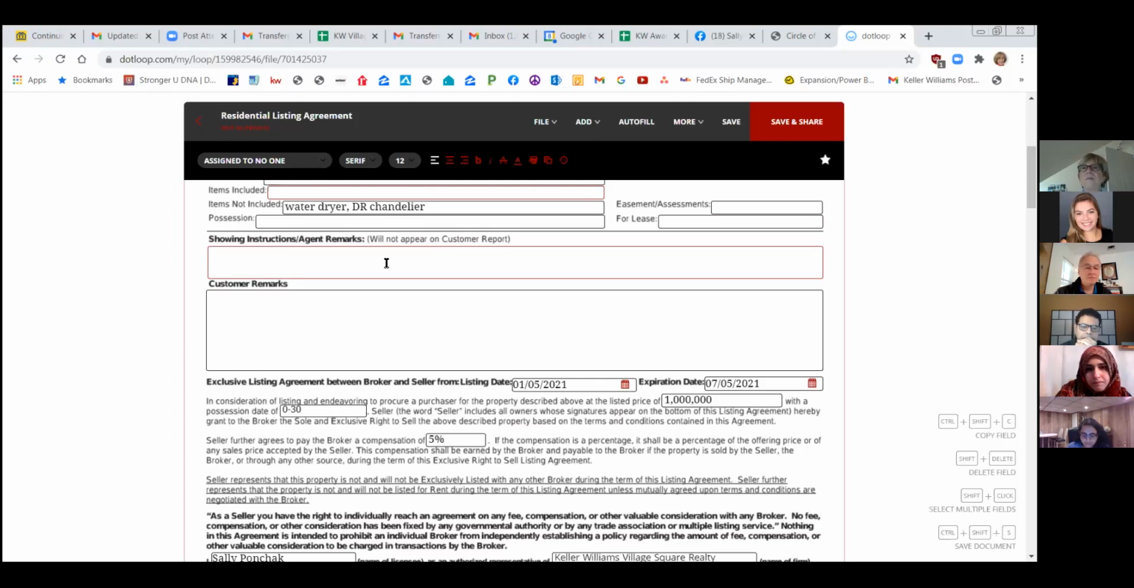Also, sometimes you might write something in here like sellers have newborn baby, no showings between this time and this time. Or maybe you want to put in here, sellers have large dog, please allow 24-hour notice. So there's all kinds of things that you can put in here. It's really according to what your sellers are looking for or any special requests that they have.